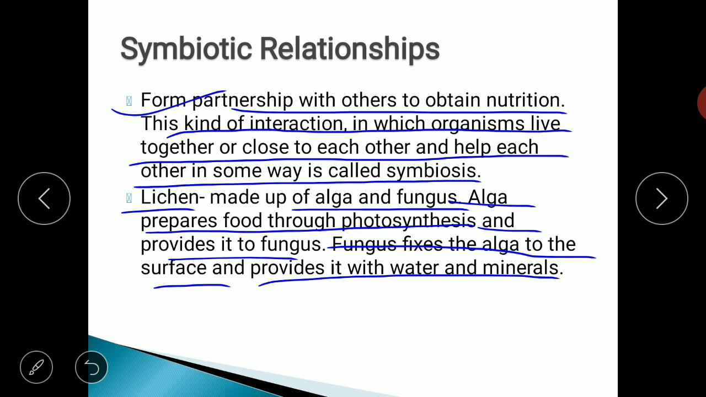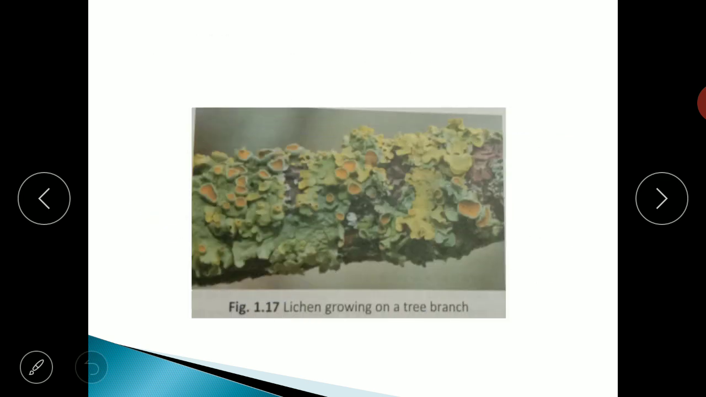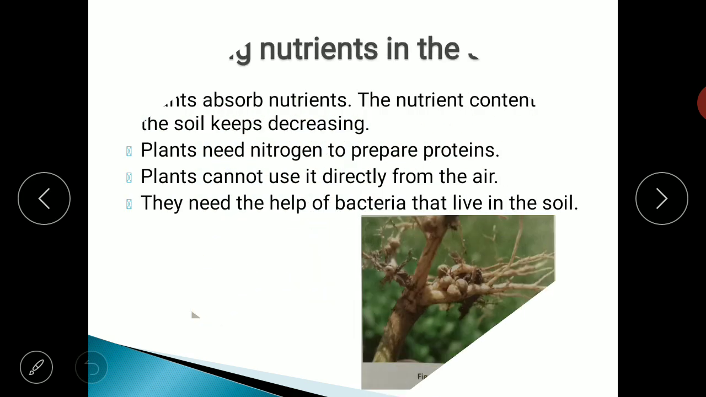See how they are helping each other. One prepares the food and gives it to the fungus, and the second gives water and mineral salts to the alga. You can see over here a lichen that I explained just now.